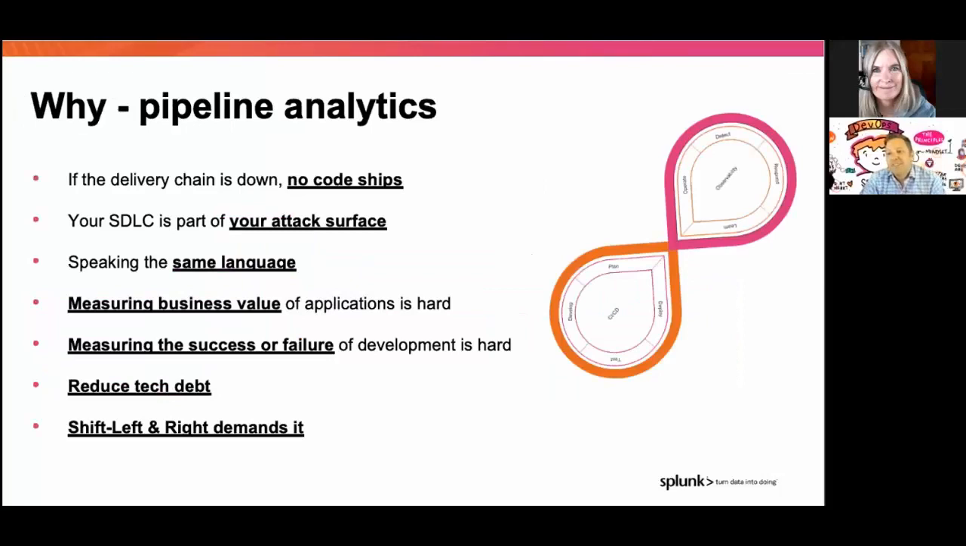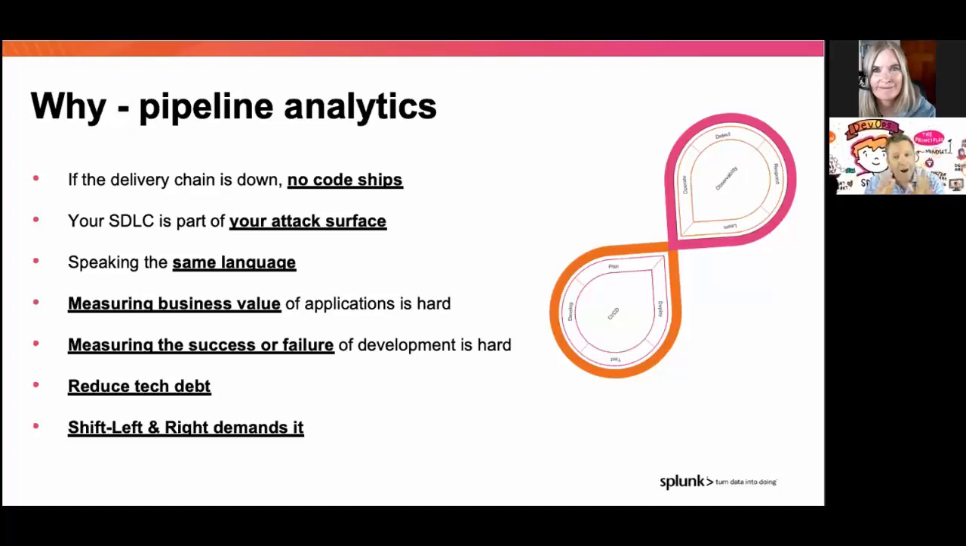So this is how we get to why pipeline analytics. Why are we doing this? Well, first of all, if your delivery chain is down, no code ships. So your customers are your developers, your DevOps engineers, everybody in the engineering org. And if your delivery chain shuts down, you can't deliver code. That is the service that you're providing.